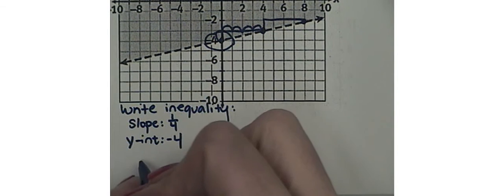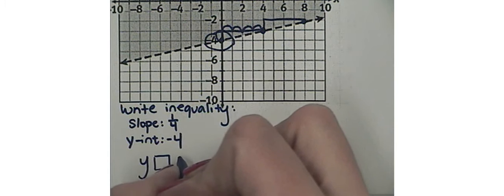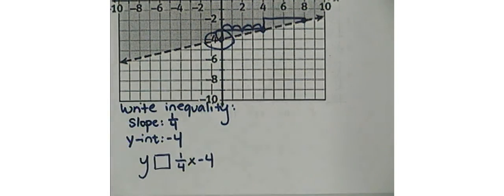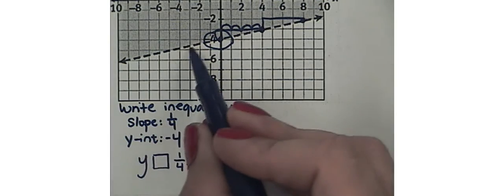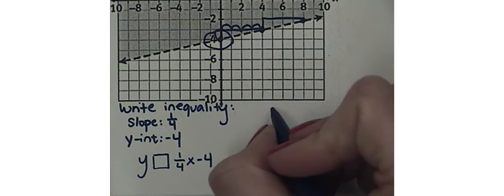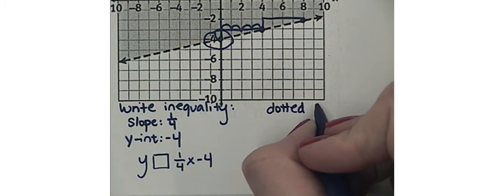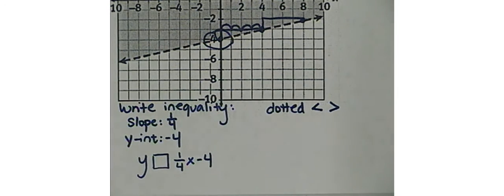So it's going to be y and then my symbol, 1/4 x minus 4. And we need to figure out what that symbol is. Okay, is this line solid or dotted? It's dotted. So because this is dotted, I know that I can only have 2 symbols, less than or greater than.